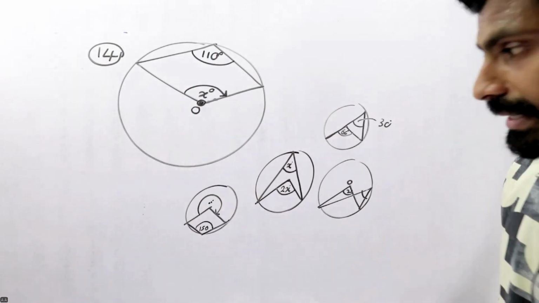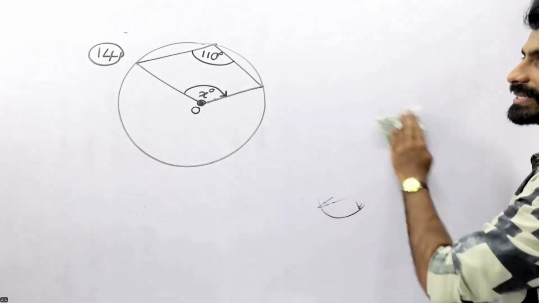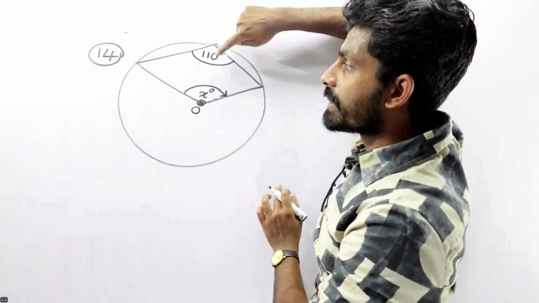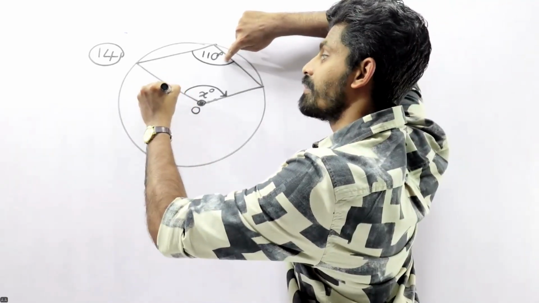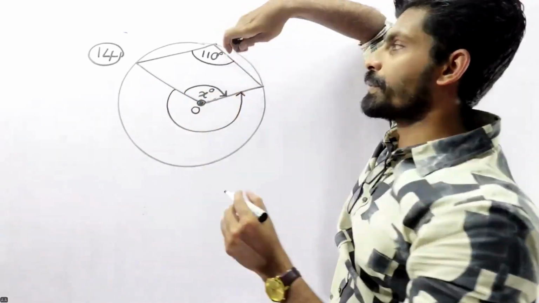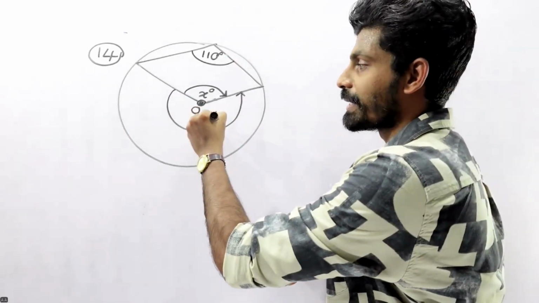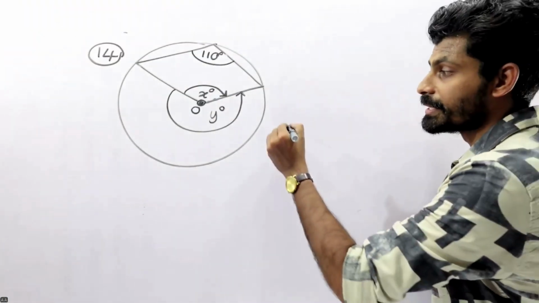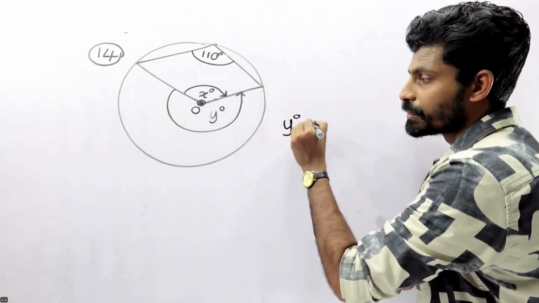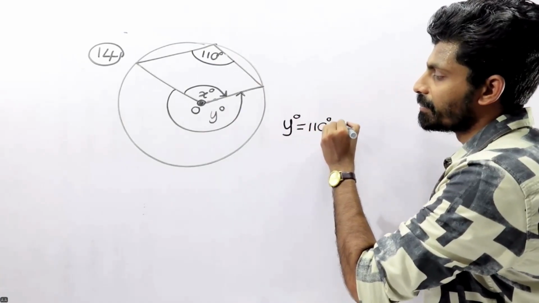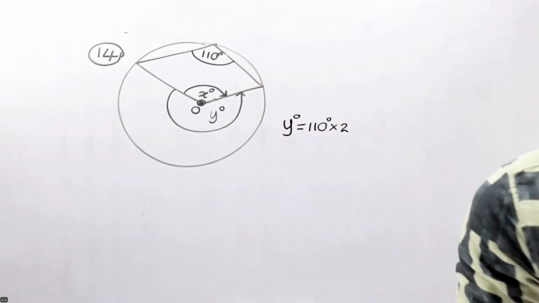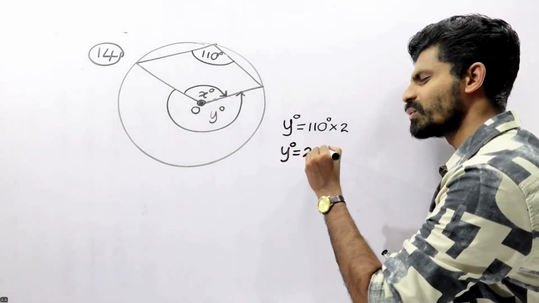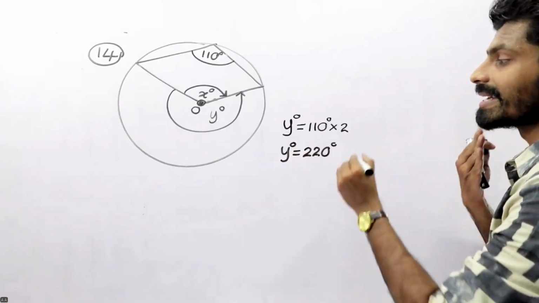So that is the theorem here. Question number 14. That means 110, I'm taking that angle as y. So you can write down y equals to 110 multiplied by 2. Y means 220. Why? What is the reason?